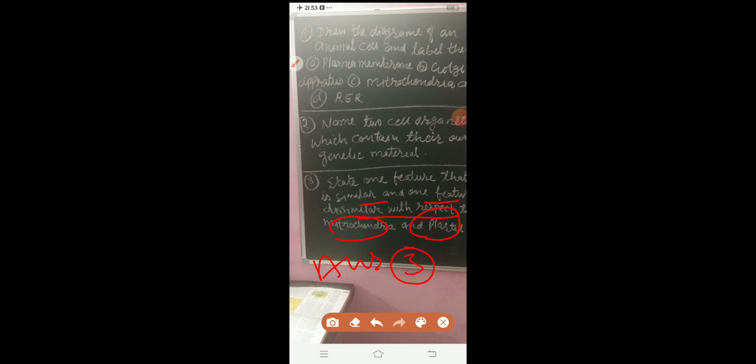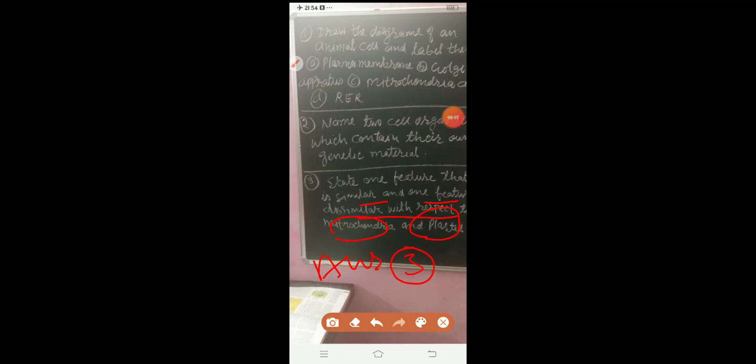lack pigments, whereas plastids have different colors of pigment, and according to their color they have different names like chloroplast and chromoplast. So the first difference between the both is that mitochondria lack pigments, but plastids have them.